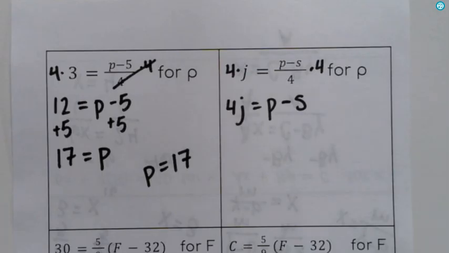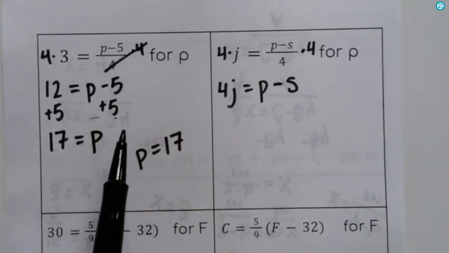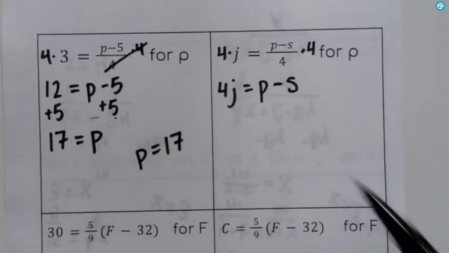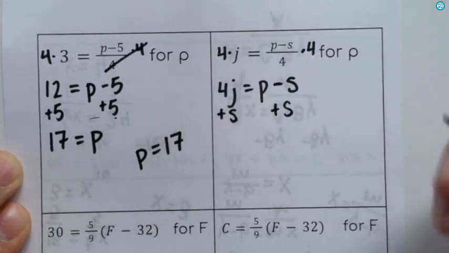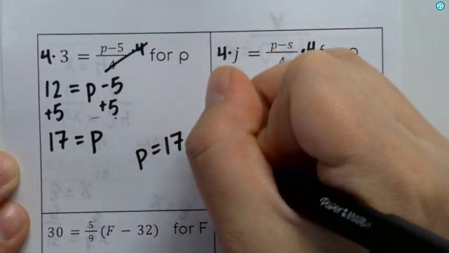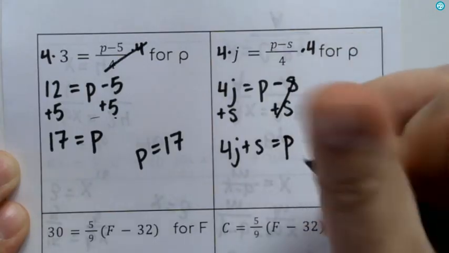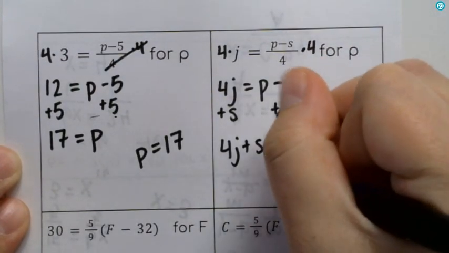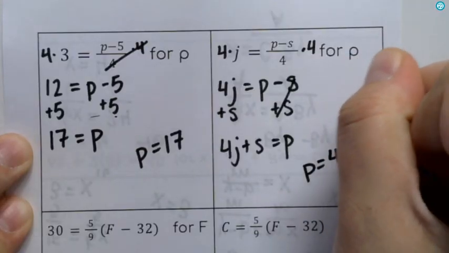Okay, somebody else, what is the next thing we did over here? We added the 5. So in this one, we're going to add the s. So it's the same operations. That was the purpose of doing notes like this. We knew it would take a little bit longer. We wanted to show you it's the same operations. So I've got 4j plus s here equals that p. And we can always flip that around to p equals 4j plus s.